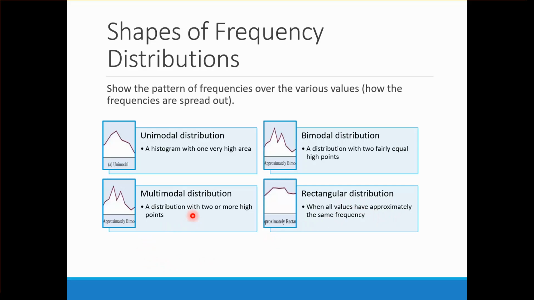And then others are going to be multimodal, and this would be when there are 2 or more high points. There might even be 3 or more high points, but a bimodal distribution is a multimodal distribution. It's just that sometimes multimodal could have even 3 or more. They don't happen often though. In fact, most of the time we see unimodal.